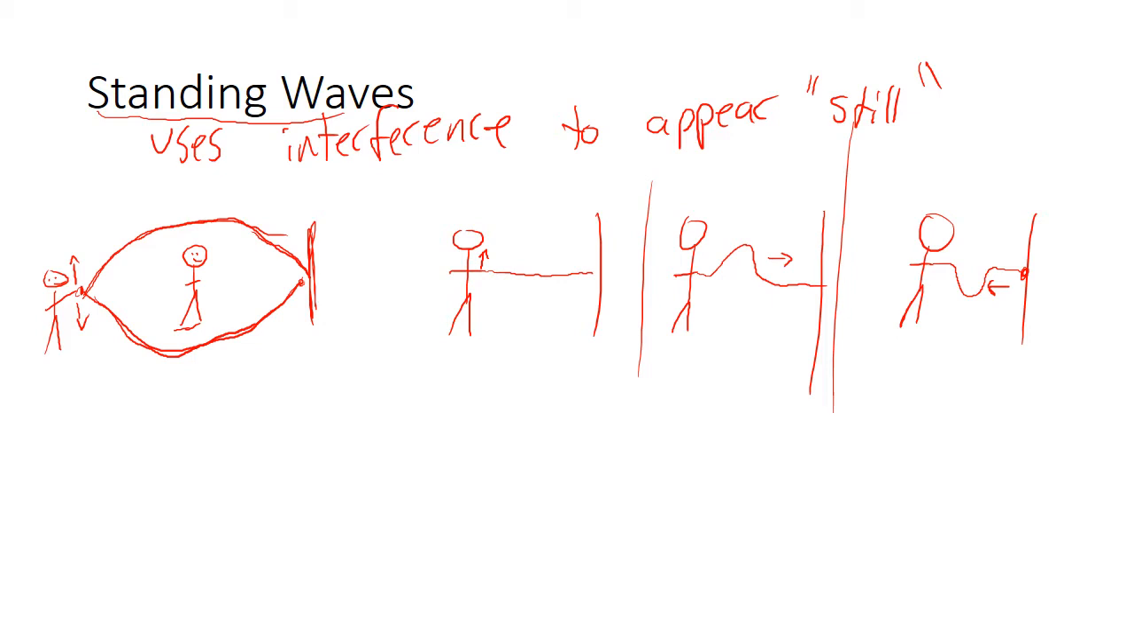Now, what you're going to do when the wave gets to you is the wave is here, and you are going to pull it up again. Now, these waves are going to cancel out because they're both right on top of each other. Okay, so for this instant, the rope will look perfectly flat.